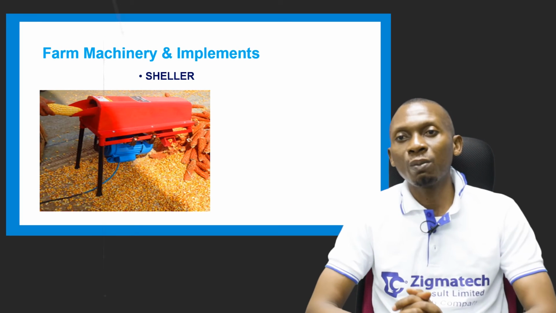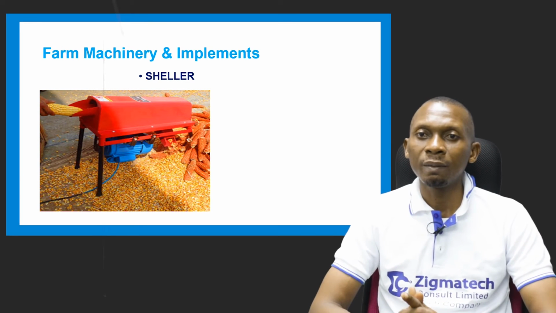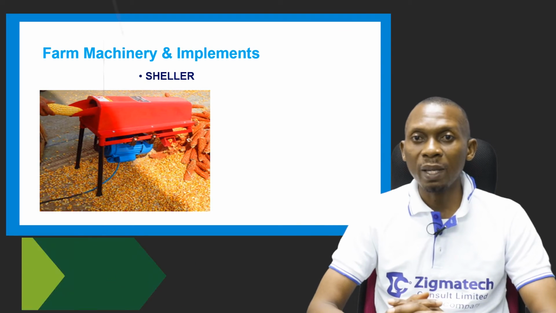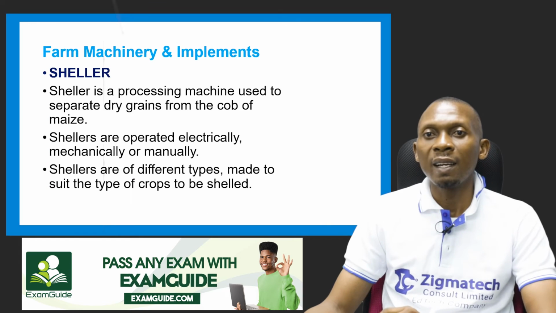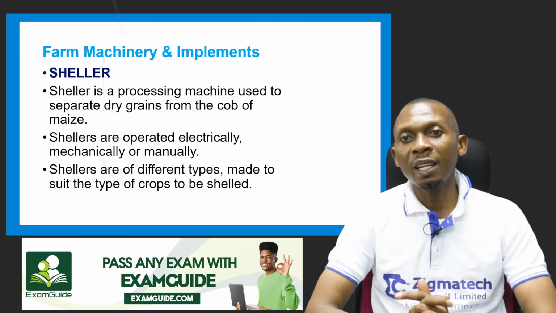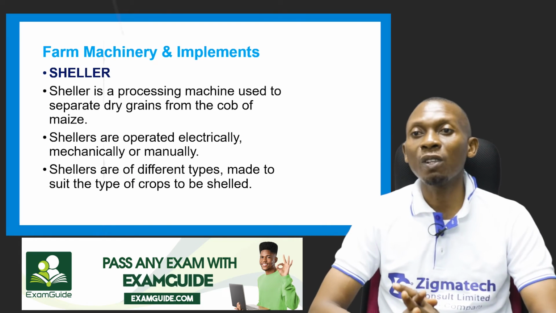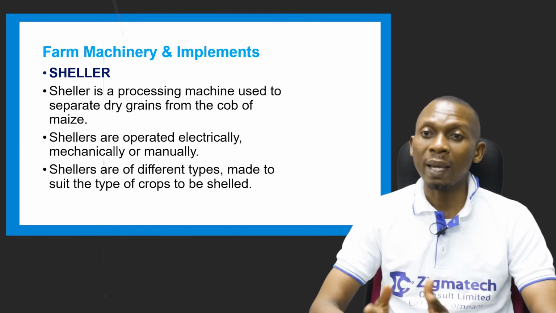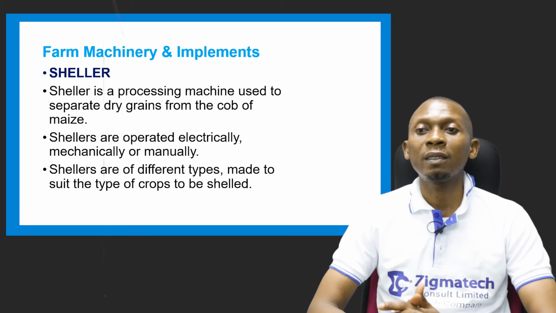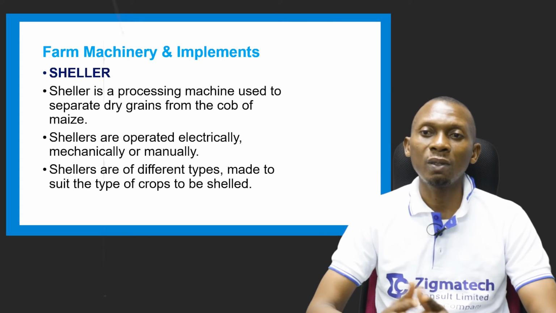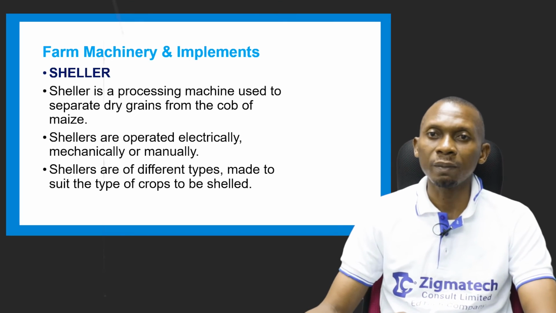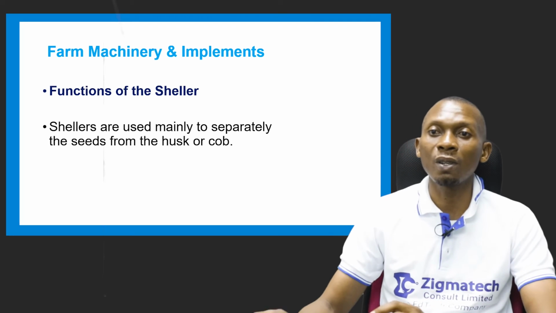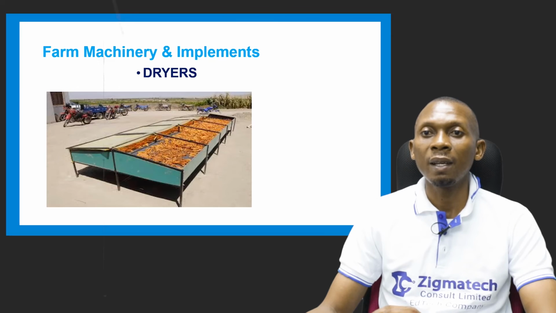The next farm machinery we'll be looking at is called the sheller. Of course, the sheller is used for shelling crops like maize, the maize cob, to remove the seeds. So it's a processing machine and is used to separate dry grains from the cobs of maize. It can be operated electrically, manually, or mechanically, and we have different types that are made to suit the type of crop in question. Now, what's the function of the sheller? It's used to separate seeds from the husk or the cob of maize.